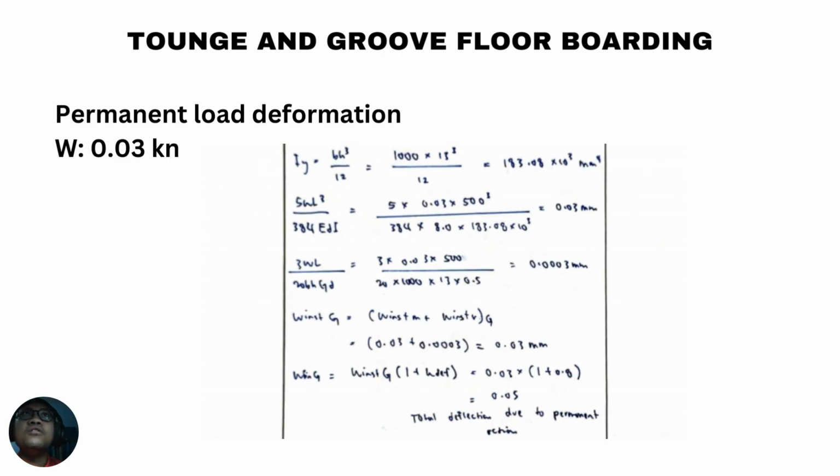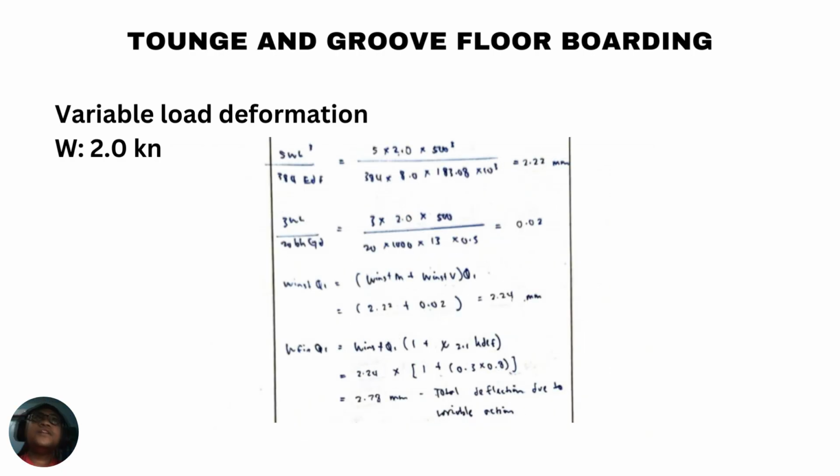Next, we go to the permanent load deformation. The W total is 0.03, and the Iy is 183.08 times 10 squared. So the total deflection due to permanent action is 0.05. And go to the variable load deformation. The total W is 2.0 kN, and the total deflection due to variable action is 2.78 mm.